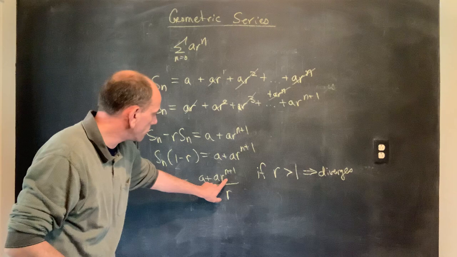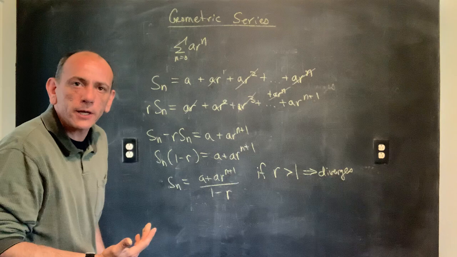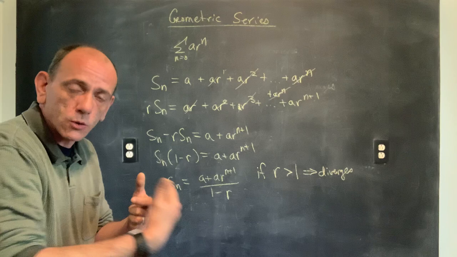Now, what about if R is strictly less than 1? Well, then this piece is going to be some fraction, like a half or something, and it's going to be raised to a really, really big power. So it'll be like half of a half of a half of a half. So it'll be super, super small, right? This will go to 0.